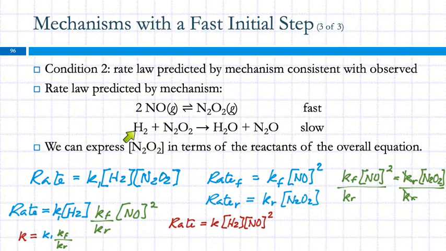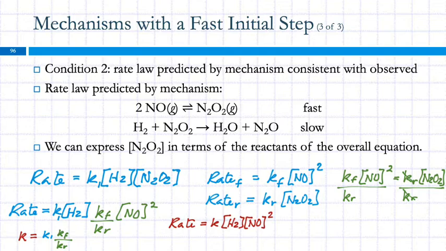These are both elementary steps, and so I can predict rate laws based on those, and this would be H2 and N2O2 times the constant. So you always look at the slow. The slow step, yeah. Because if you have fast before, fast after, those don't affect the rate. It's just the slow step that affects the rate. Any other questions?